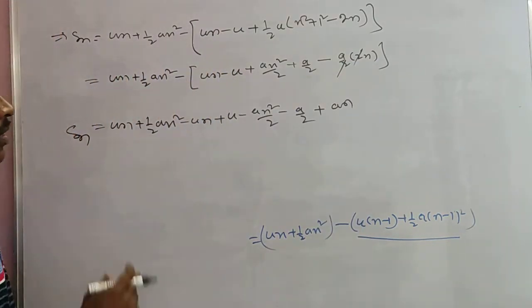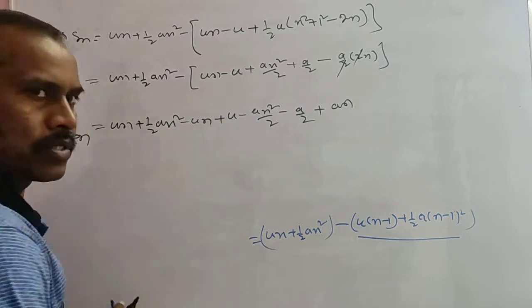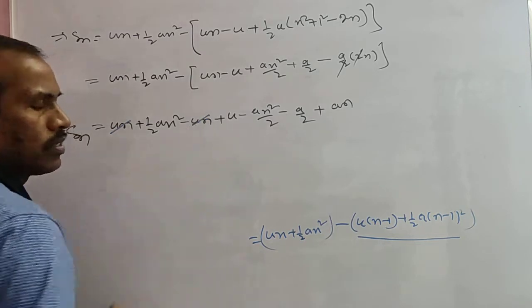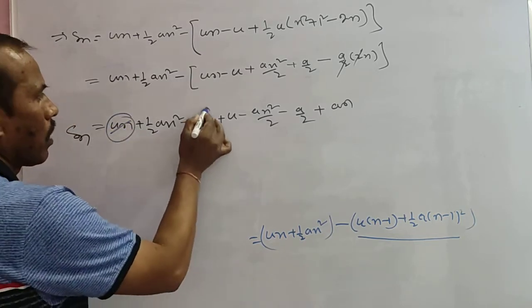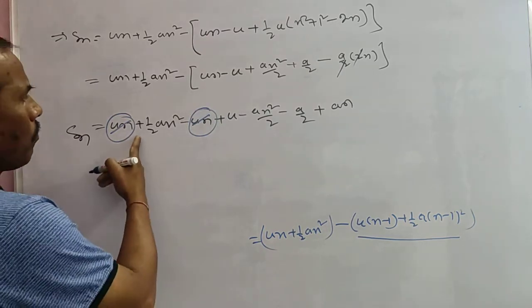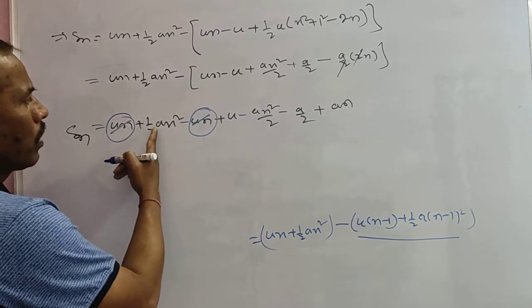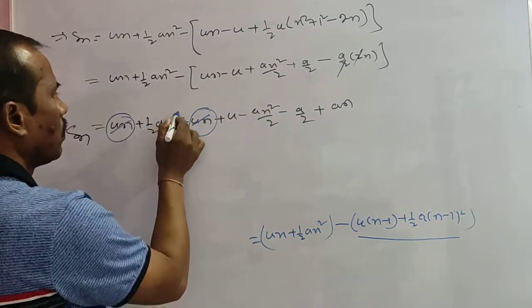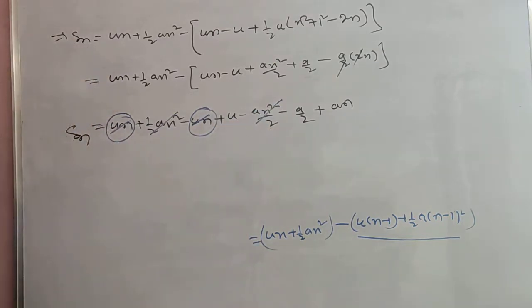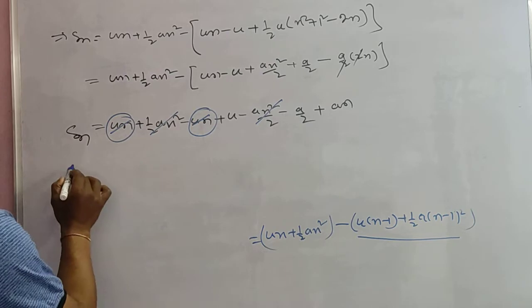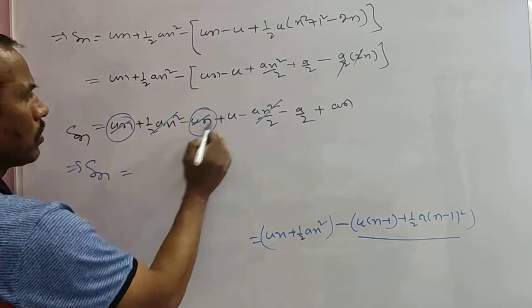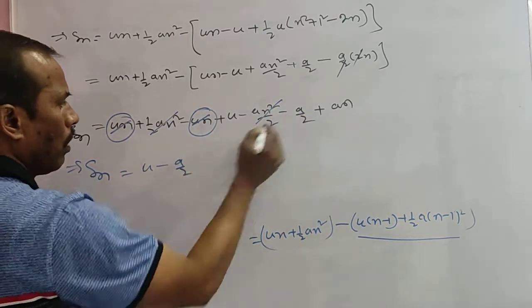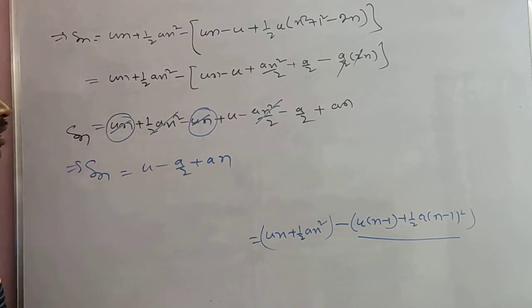Now in this sequence of terms, some terms cancel. Plus un and minus un cancel. Next, plus a n square by 2 and minus a n square by 2, so these terms also cancel. Now the remaining terms: Sn is equal to u plus u minus a by 2 plus an.